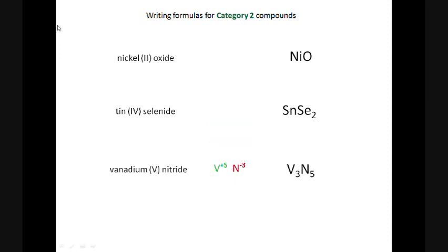Here's an example with the highest Roman numeral you'll come across in our class, vanadium 5 nitride. V for vanadium and N for nitrogen. V has a charge of positive 5, and N always has a charge of negative 3. Whoa, the LCM here is 15, which means A must be equal to 3 and B must equal 5. That gives us V3N5. Still hanging in there? Review this video or others if you still have problems.